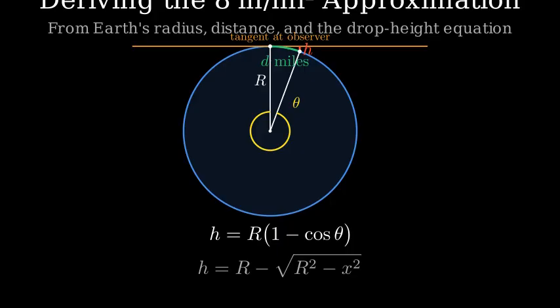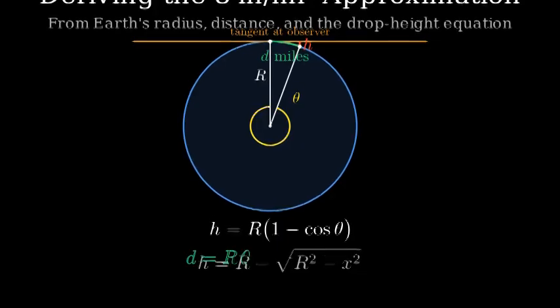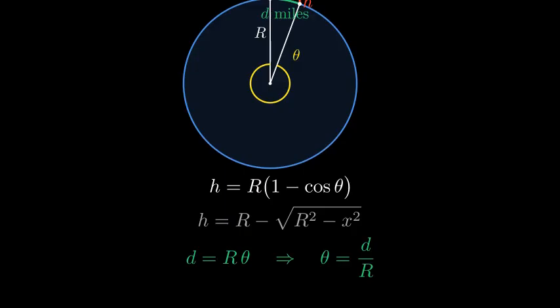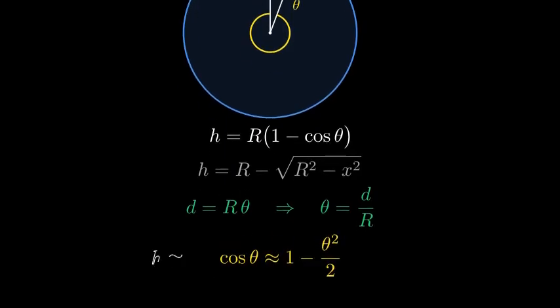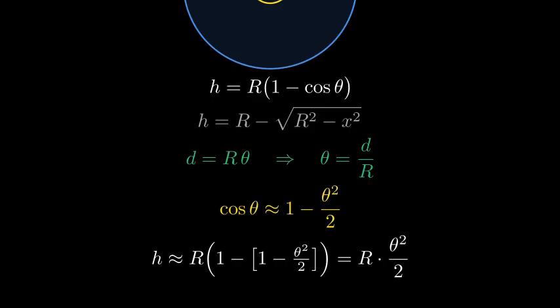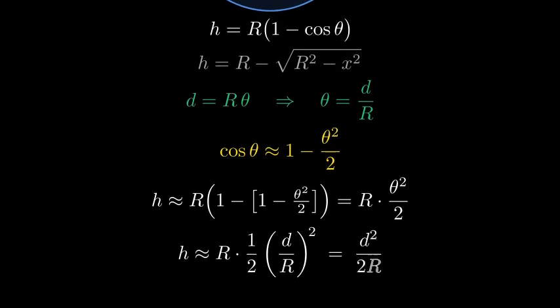The arc distance d along the surface relates to the angle theta by d equals R times theta, so theta equals d over R. For small angles, the cosine of theta is well approximated by 1 minus theta squared over 2. Substituting this into the exact formula gives h approximately R times (1 minus [1 minus theta squared over 2]), which simplifies to R times theta squared over 2. Replacing theta by d over R yields the very useful approximation h is approximately d squared divided by 2R.